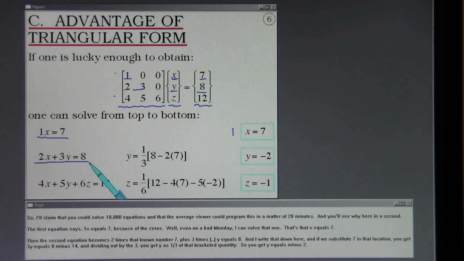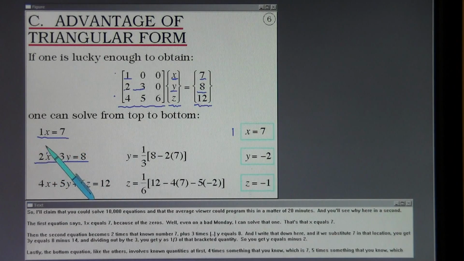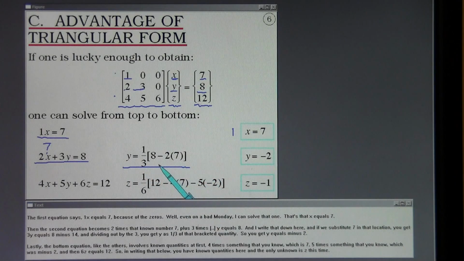And I write that down here, and if we substitute 7 in that location, you get 3y equals 8 minus 14. And dividing out by the 3, you get y as 1/3 of that bracketed quantity. So you get y equals minus 2.